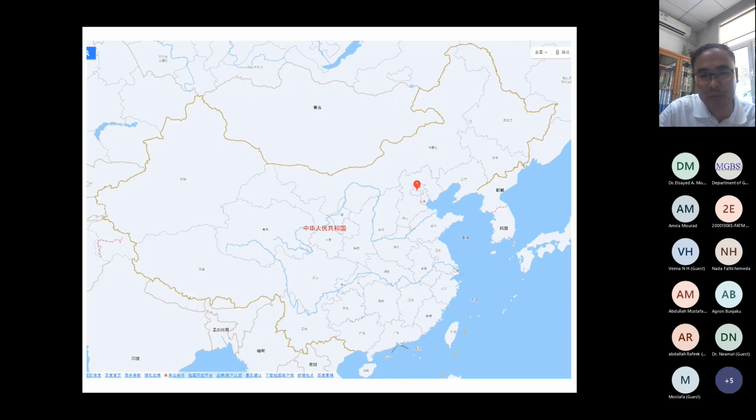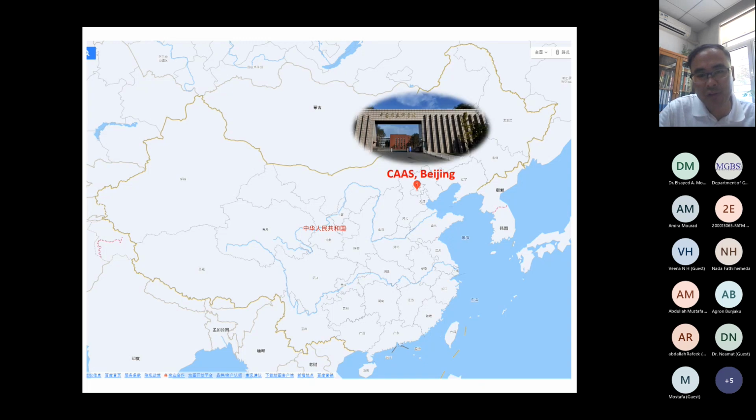So this is the map. You will see our institute is located exactly in our capital city, Beijing, in the north part of China. And in this map, you will see the two major rivers in China. One is the Yellow River in the north part of China, and the other is the Yangtze River in south China.